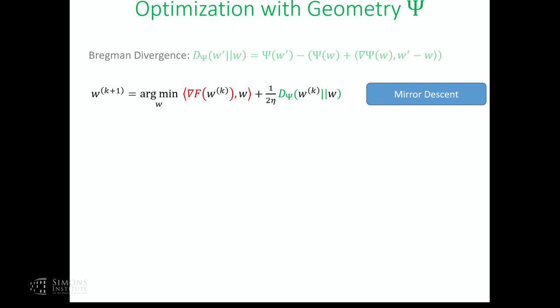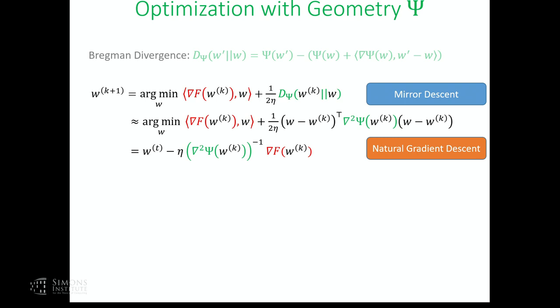So let's look at a second order approximation of this divergence term. If you look at the second order approximation of this divergence term, what it comes down to is just this quadratic norm given by the Hessian of psi, okay? So now this is just a quadratic and I can solve this, and what I get is this update in which instead of just going in the direction of f, I go in the direction of f skewed by the Hessian of psi.